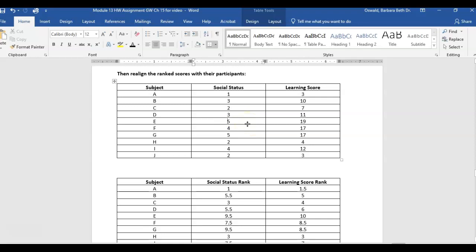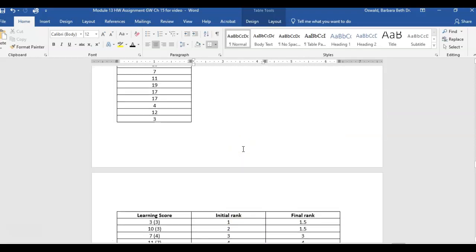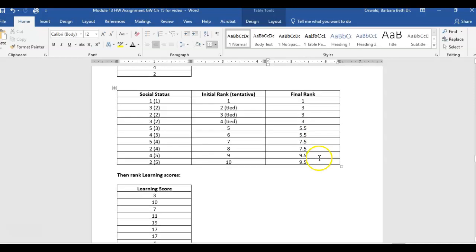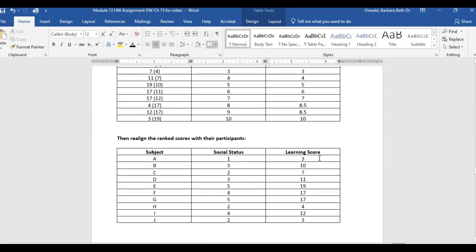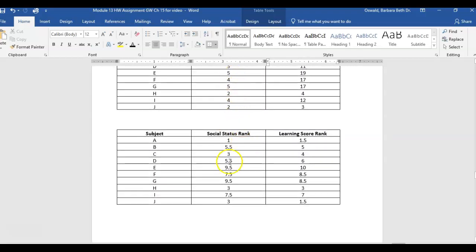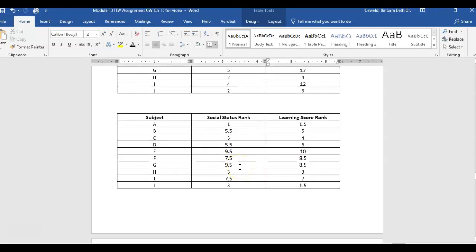Now here their score was 5. I need to go back up to my final ranking on social status and look for the number 5 in this first column. Here it is. Their final rank for the people who scored a 5 on the social status test is 9.5. And so you see where we're putting 9.5 by all of the 5 values. Okay, so again, it's really tough. You have to think about it a lot. You have to keep double checking your scores, but that's what you're doing when you're realigning. And again, just follow the model of practice problem 15.3.